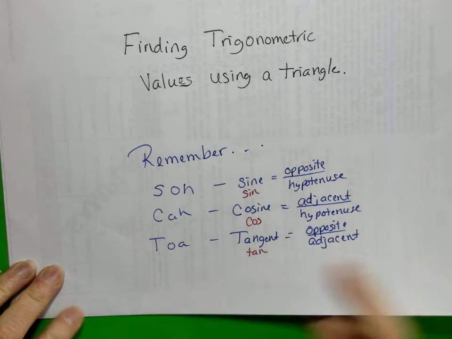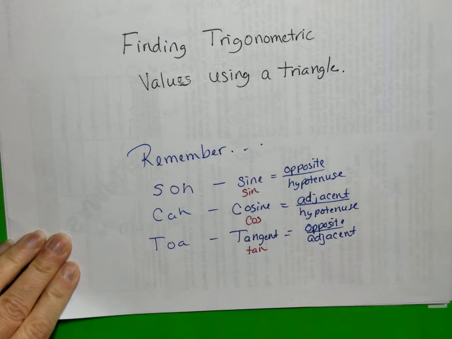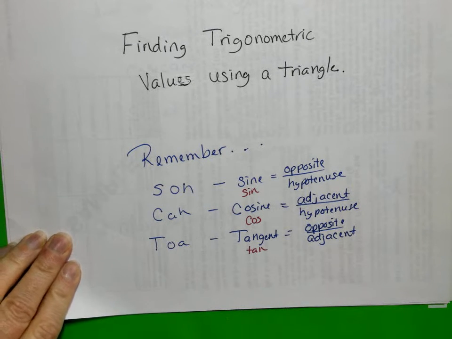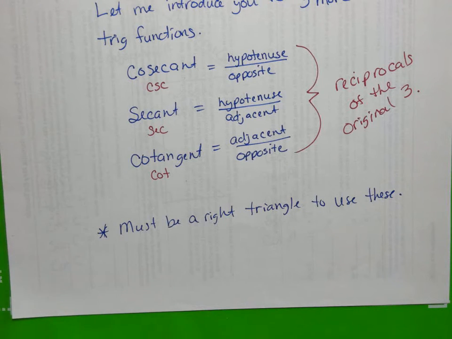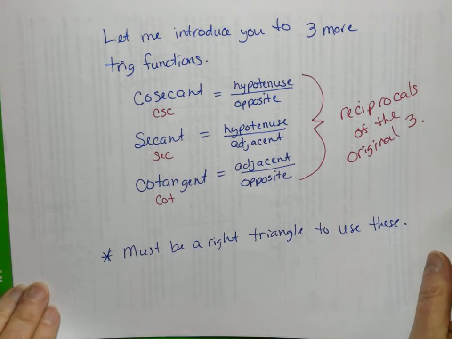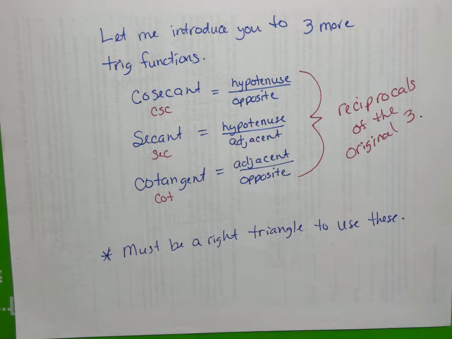Okay, well, I hate to tell you this, but there are not 3, there are actually 6. So let me introduce you to 3 more. They are the cosecant, the secant, and the cotangent. They're just the reciprocals of the original 3.